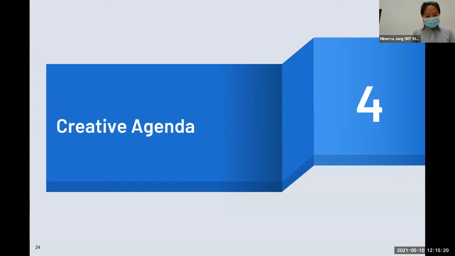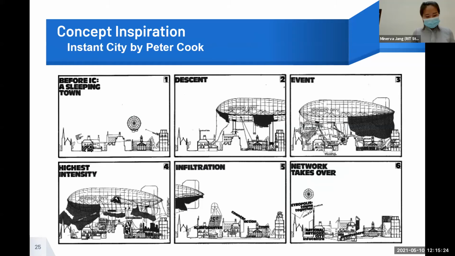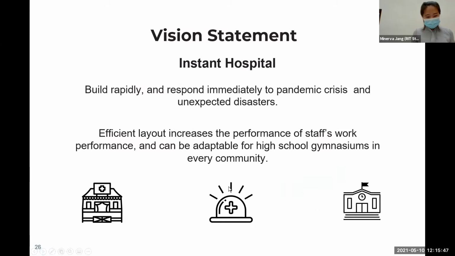Moving on to the creative agenda, these are the solutions for solving the problems that I proposed. The design of alternate care sites that I proposed is inspired by Instant City. Instant City is a conceptual work drawn by the architect group Archigram. The basic idea of Instant City is creating infrastructure in advance, which can be used when an event happens in a community. After the event, the infrastructure goes back to dormancy.